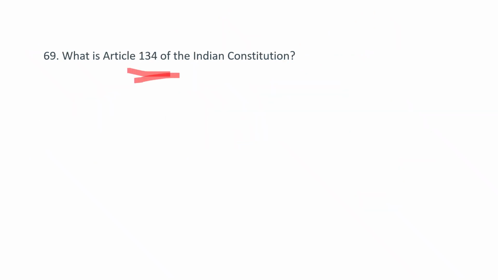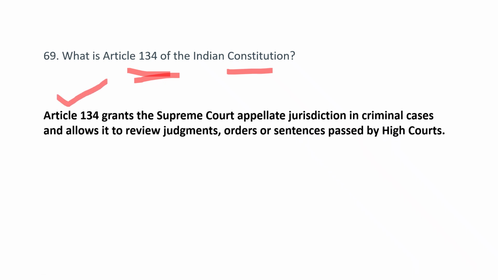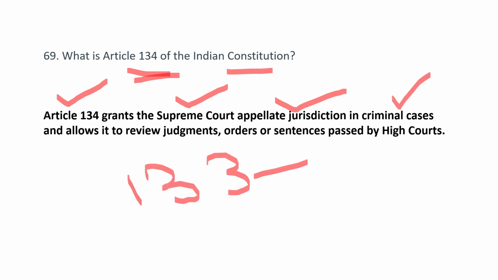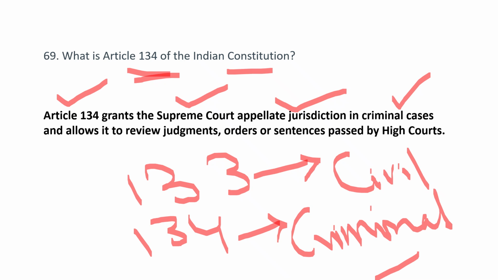What is Article 134 of the Indian Constitution? Article 134 grants the Supreme Court appellate jurisdiction in criminal cases. Just now we have seen that under Article 133, the Supreme Court has appellate jurisdiction over civil cases. Under Article 134, the Supreme Court has appellate jurisdiction over criminal cases, and it allows the Supreme Court to review judgments, orders, or sentences passed by the High Courts. Next question.